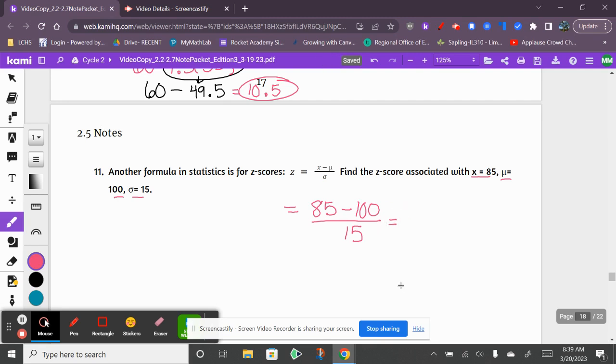So I'm going to work out just the top. So we get -15 over 15. And that would simplify if we just divide, we get -1.